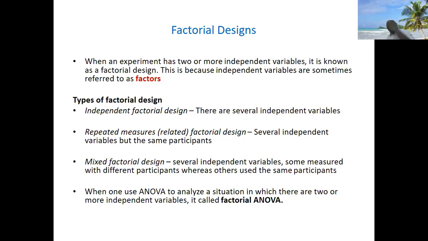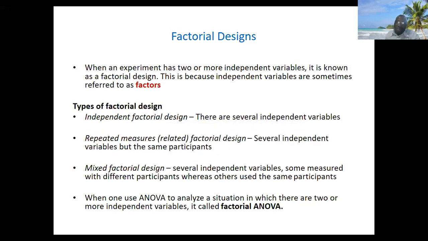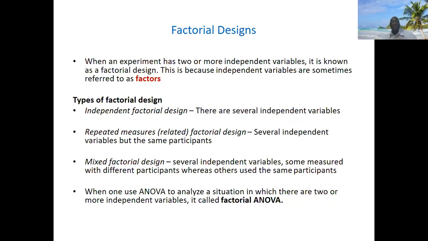Whenever you have two or more factors involved, it's called factorial ANOVA. That's all. And there are different ways the design comes. The factorial design can be independent factorial design. In that case, the two factors, or the three factors, are independent. Those examples I just gave, six groups will be six different groups of people. That's all being independent. Nobody belongs to two groups.